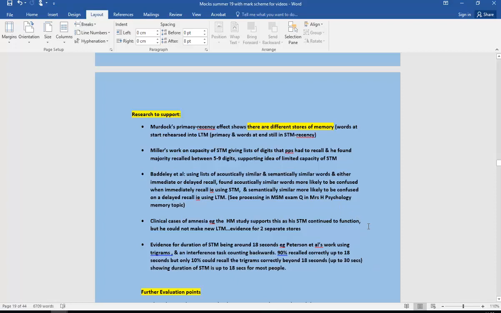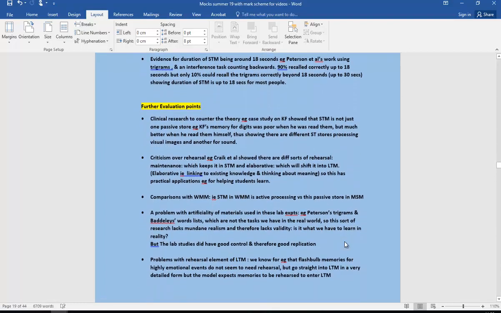These are just examples. There are loads of different pieces of research, but I would just home in on some detail from these. For further evaluation, the counter-argument is that there are clinical studies that counter the theory. For example, KF showed that short-term memory is not just one passive store. KF's memory for digits was poor when he was read the digits, but much better when he read them himself, which shows that there are different short-term stores: a visual store and an acoustic store, even in just short-term memory.